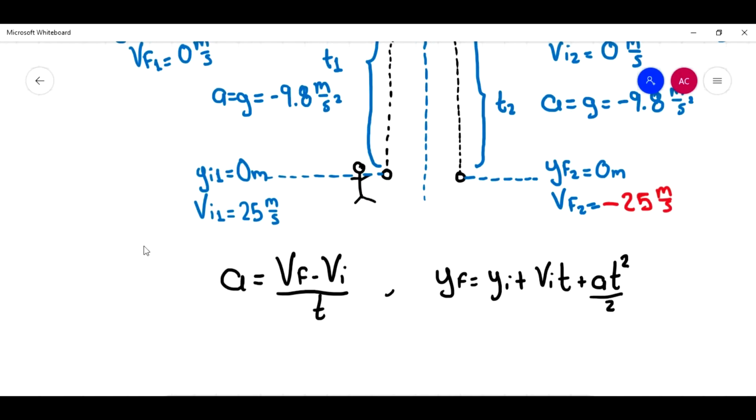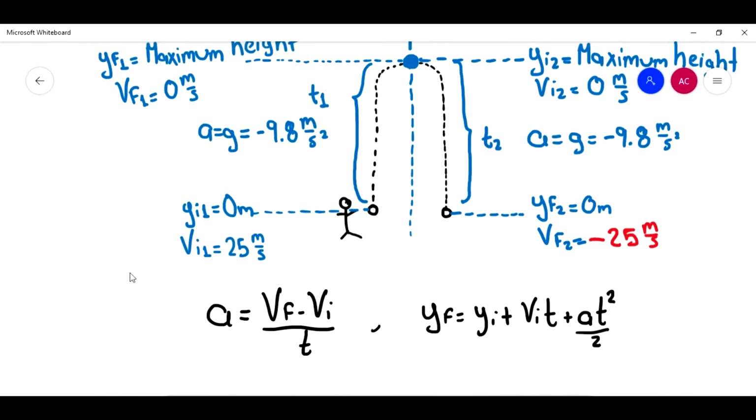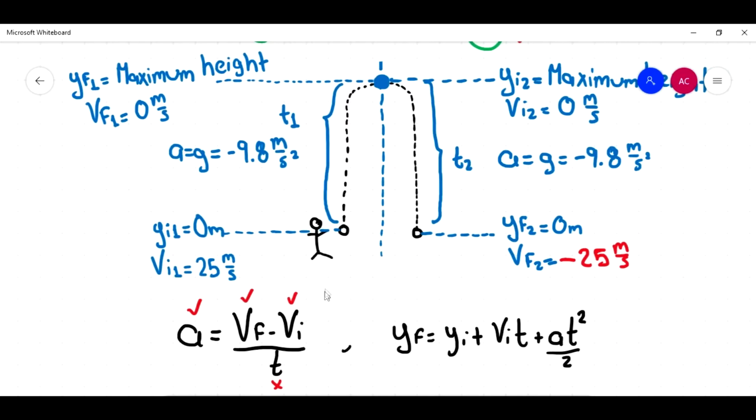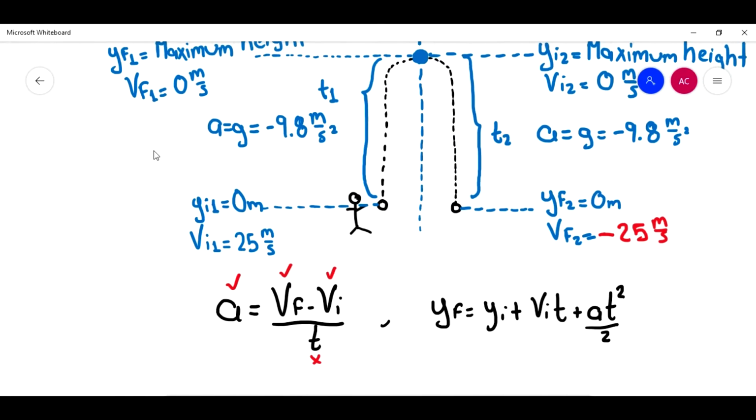and I'm going to say I have the acceleration, I have the final velocity, I have the initial velocity, and I don't have the time. So I'm going to find the time, and I can cross out the final velocity because the final velocity of segment 1 is 0. So I can cancel this one.